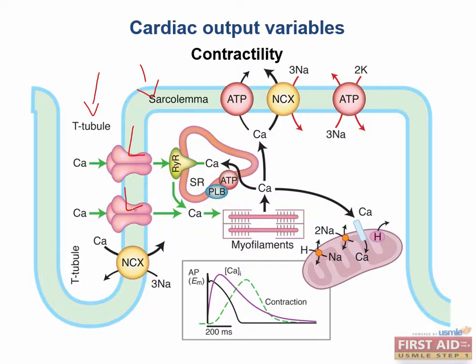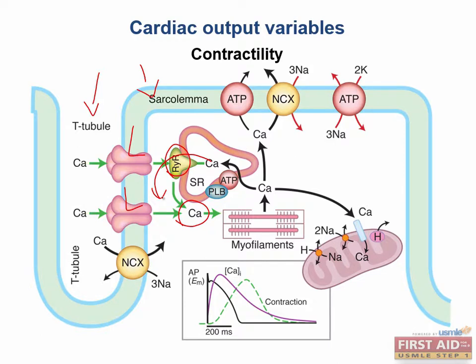So these are voltage-gated L-type calcium channels. They're going to be stimulated to open by sodium channel depolarizations. So when they open, calcium is going to influx into the cell. So this new intracellular calcium is then going to bind to these ryanodine receptors and cause a conformational change in the RYR or ryanodine receptor, opening a route for calcium to fly out of the sarcoplasmic reticulum.